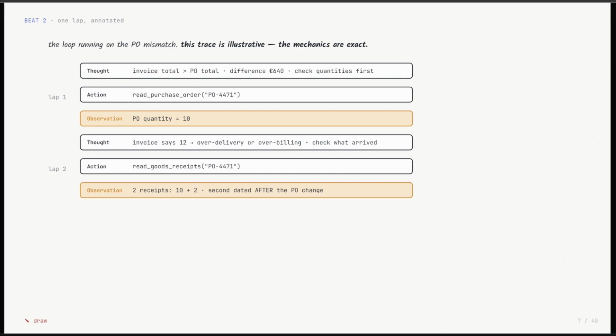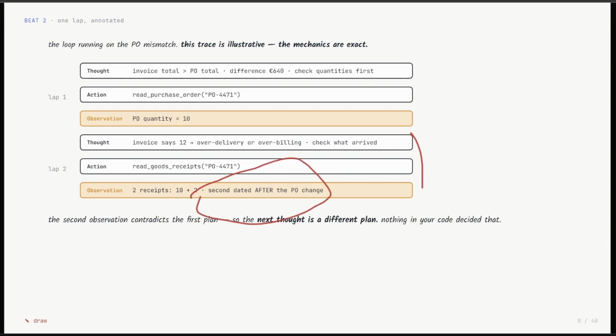The observation is that there are 2 receipts, 10 plus 2, and the second one is dated after the PO was changed. So what this says is that you have 2 laps. The second observation contradicted the first plan, so the next thought is a different plan. And nothing in my code actually decided that. We found out that the issue was the dating of the PO change, and that created these issues with the receipts. There is no branch anywhere that says if the receipts are late, you need to do this.